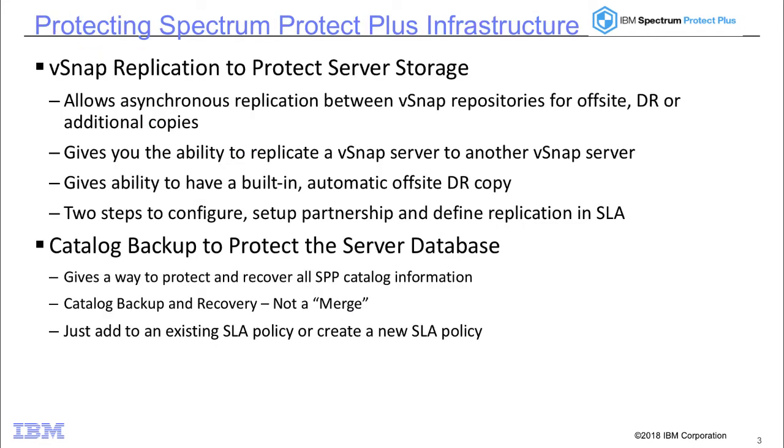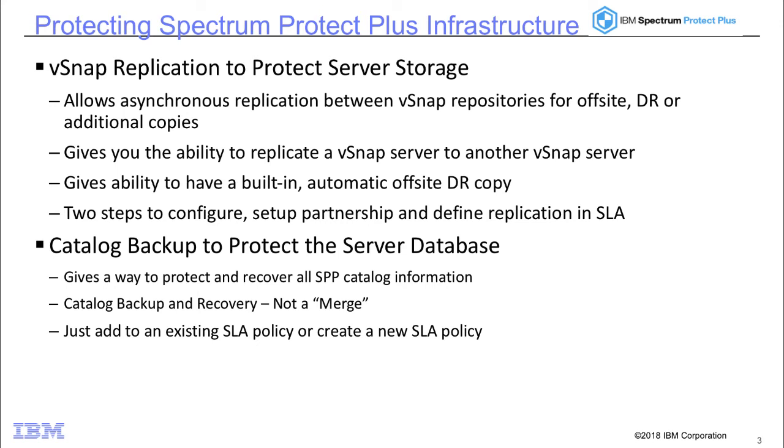The first enhancement for version 10.1.1 is an enhancement for Spectrum Protect Plus to allow you to protect the Spectrum Protect Plus infrastructure. And what that really amounts to is being able to replicate VSnap storage for disaster recovery purposes and providing an automated catalog backup of the Spectrum Protect Plus infrastructure.